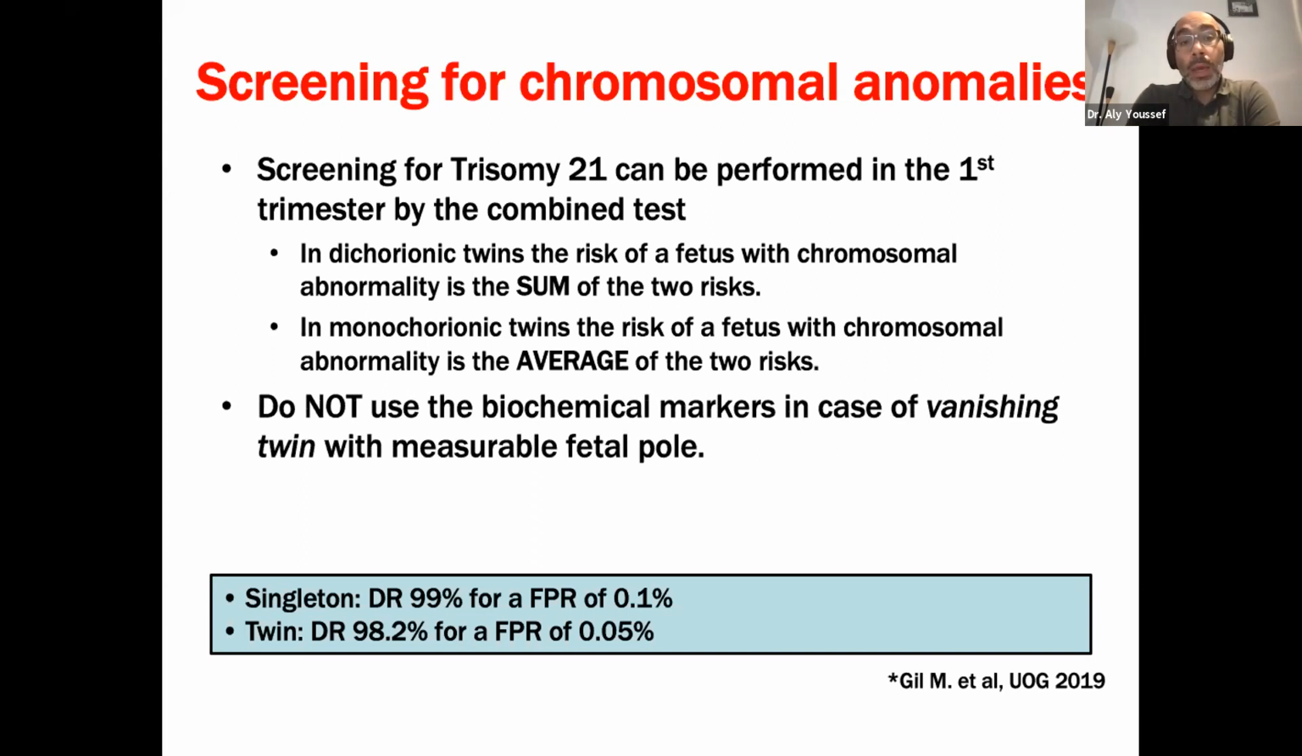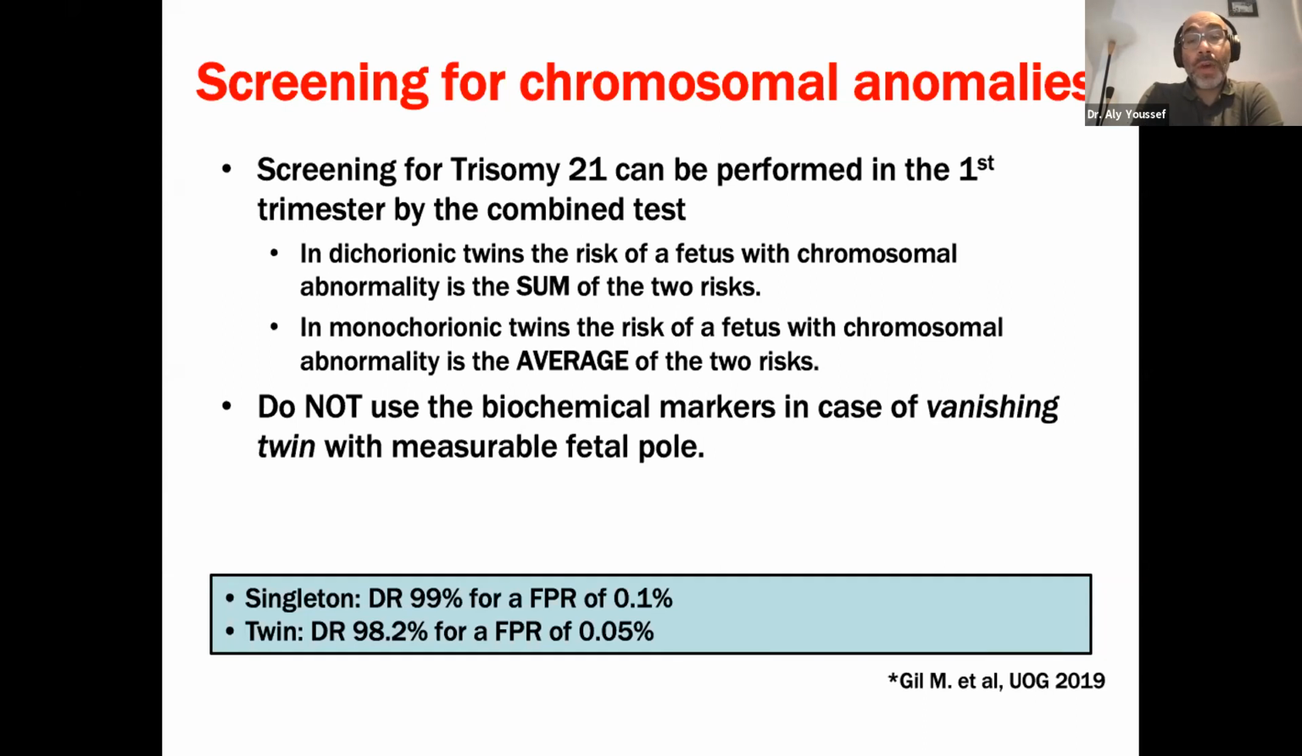pregnancy. In case of dichorionic twins, okay, the risk of having one of the fetuses with chromosomal abnormality is the sum of the two risks calculated by the software, whereas in monochorionic twins, the risk of having a baby with chromosomal abnormality is the average of the two risks. Okay?